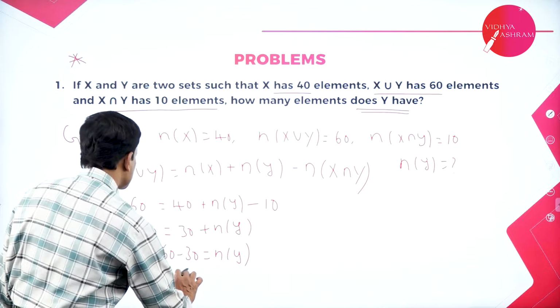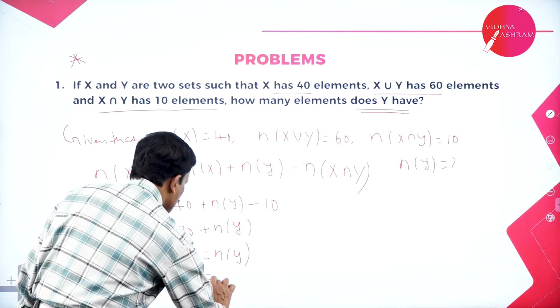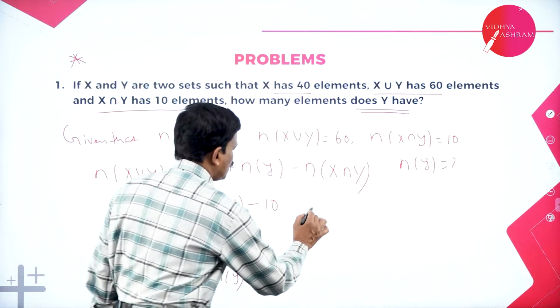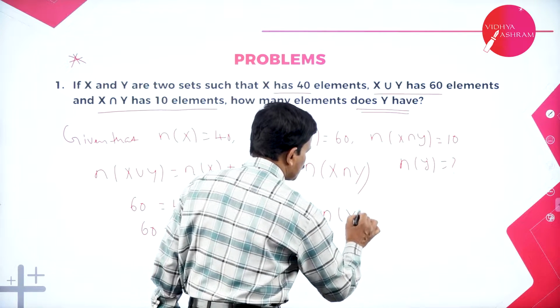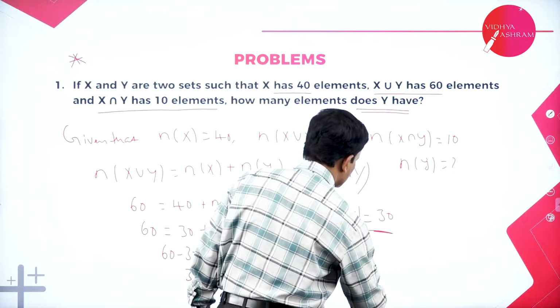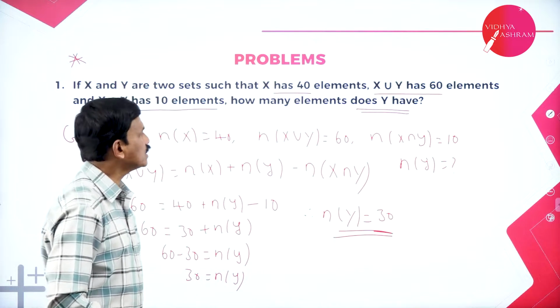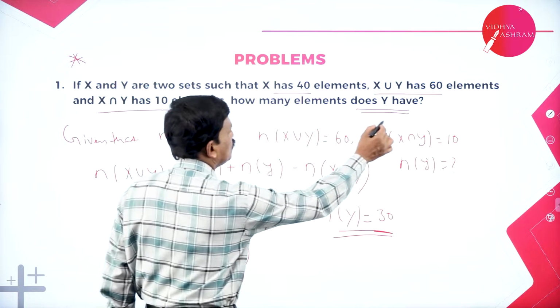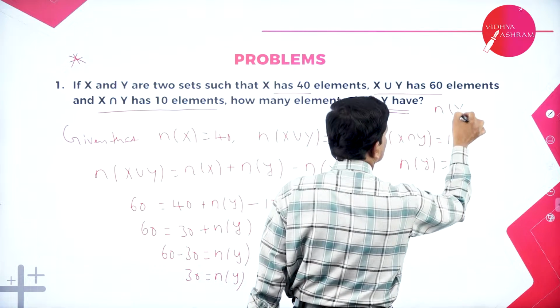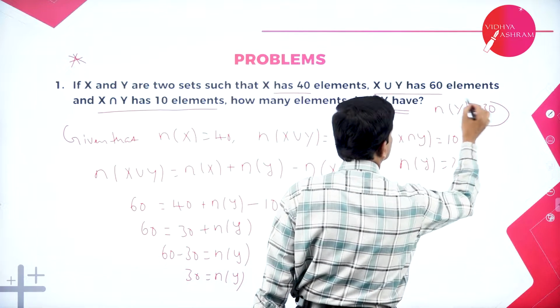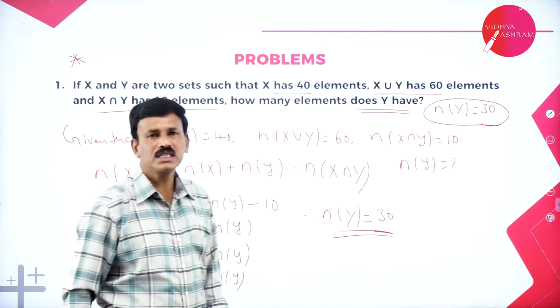60 minus 30 is 30, which is equal to N of Y. So, therefore, the number of elements in Y is equal to 30. So, N of Y is equal to 30. The number of elements in Y, N of Y is equal to 30. So, this contains 30 elements. That's it.